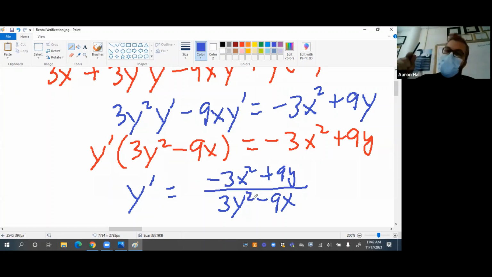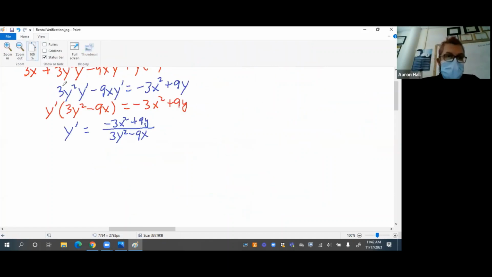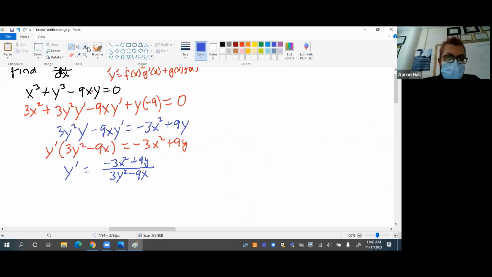So we just need to know what a coordinate is. If we knew one of the coordinates, then we'd be able to find our tangent line and whatever else. In fact, find the slope at (4, 2). I want to find the slope at (4, 2).